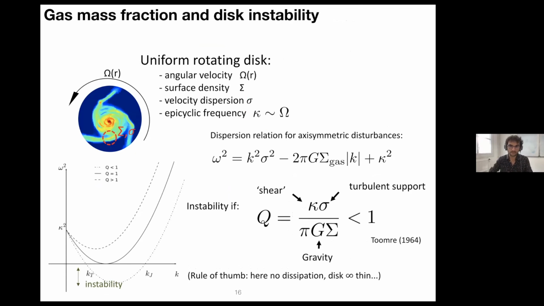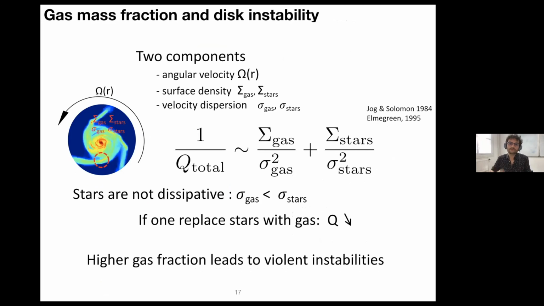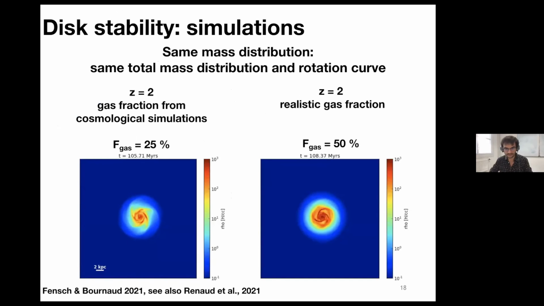So this is just a reminder of the Toomre stability analysis, where Q is the Toomre parameter, which is the competition between shear, turbulent support, and gravity. If you add a gaseous component, you obtain something where, if you increase the gas fraction, you reduce Q, and you lead to more violent instabilities, and not spiral arms, but a clumpy disk. That's exactly what we see in simulations that were published this year with Frédéric Bournaud.